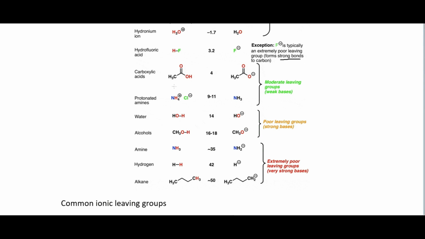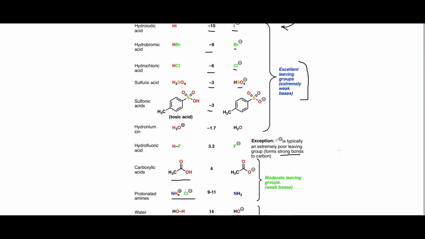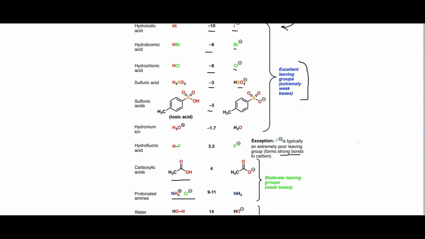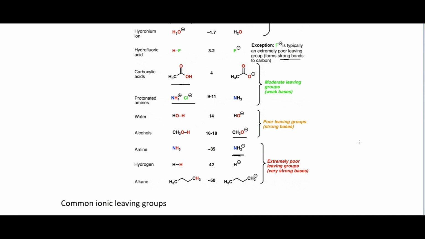So we have these weaker acids like the carboxylic acid and this protonated amine. These are going to be moderate leaving groups. We get to the poor leaving groups here like this methoxy right here, and then we get to the extremely poor leaving groups. So like an amine being a leaving group is going to be very poor because these negatively charged nitrogens are going to be extremely strong bases. But anyway, we can just see the trend here where the stronger the acid, its conjugate base is going to be a better leaving group.